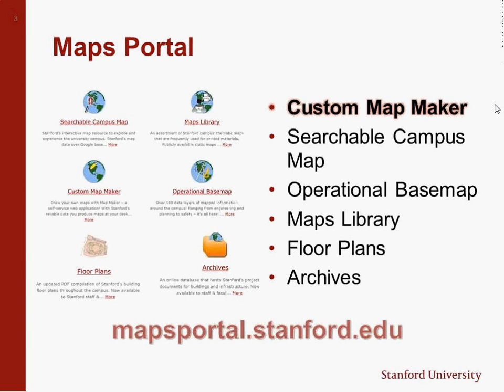This is what our Maps Portal website looks like. You have links for searchable campus maps, which is used by the Stanford community at large. It's an interactive map, and I'm sure quite a few of you have seen it in the past. Library is a collection of static PDF maps which can be downloaded. The map maker is our spotlight for today, and we'll delve into it a little more in a few minutes.